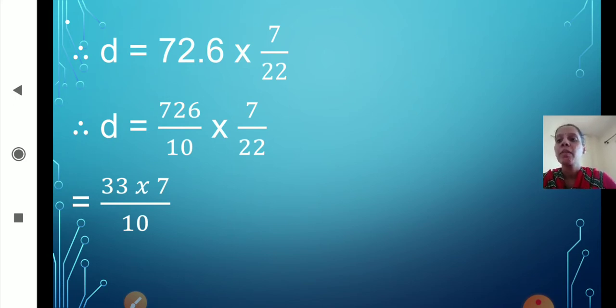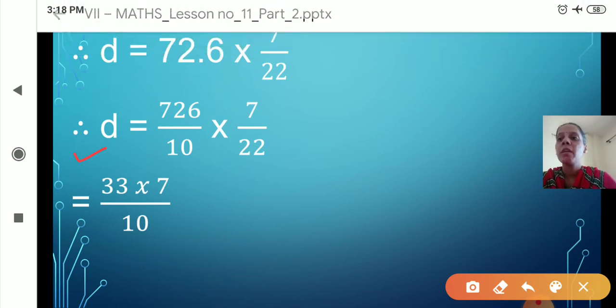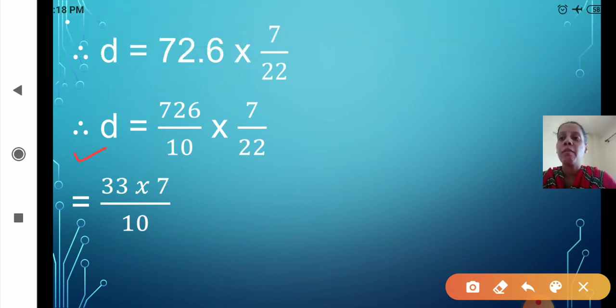Now see the next step here, d is equal to, in place of 72.6 I have written 726 upon 10. As I remove the decimal point, after the decimal point how many numbers are there? After the decimal point there is only one number. So if I remove this decimal point, you will write down 10 in the denominator. See here I have written 726 in place of 72.6. We have removed the decimal point, so in the denominator I have written 10.